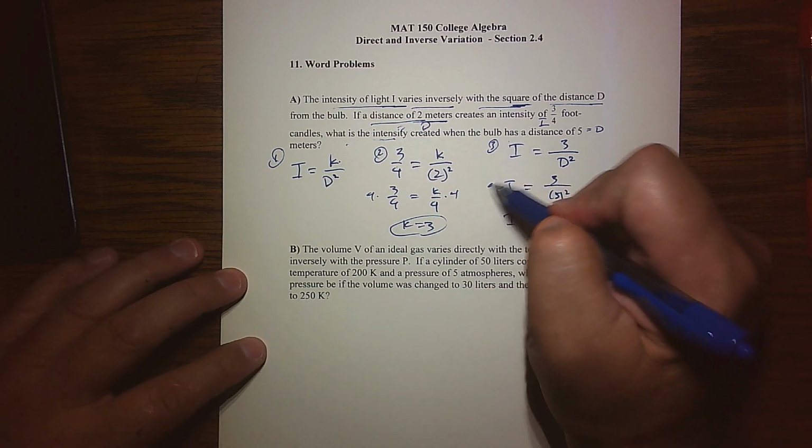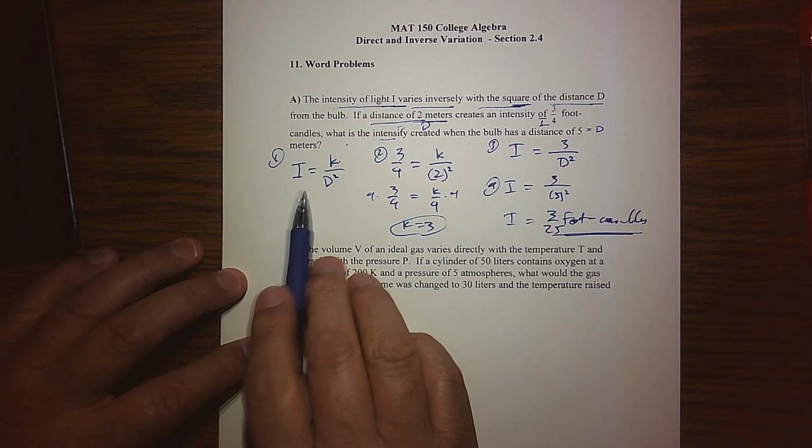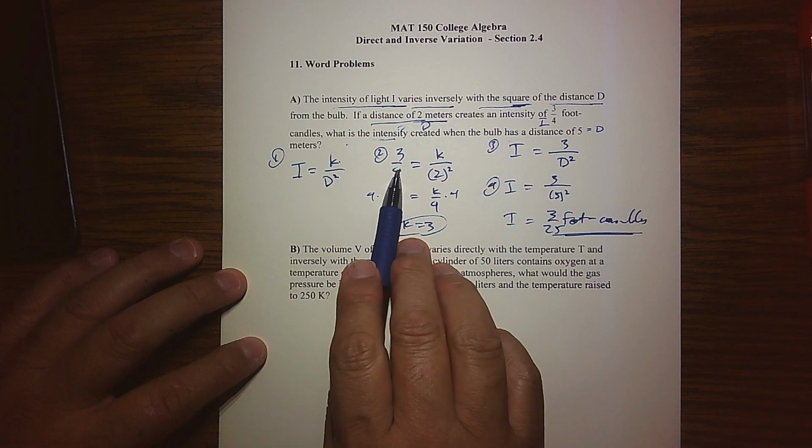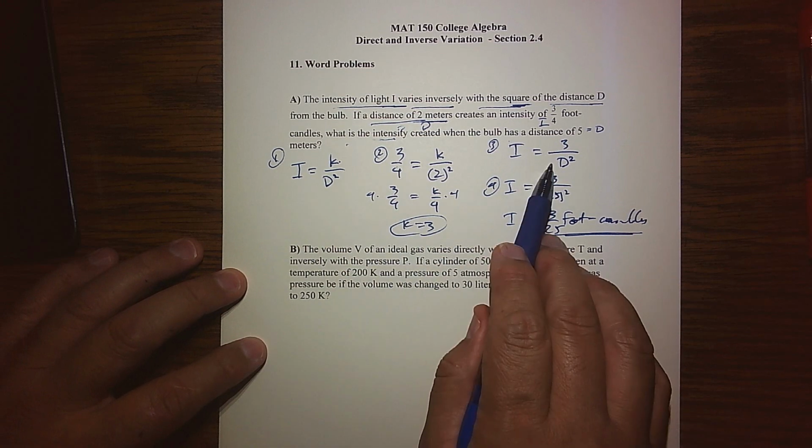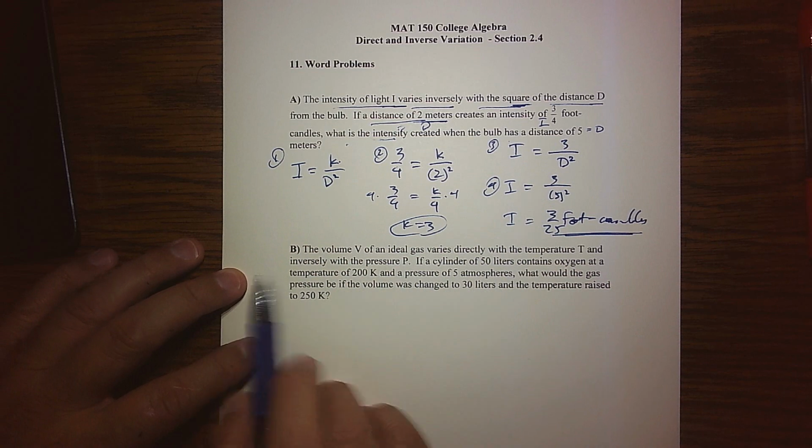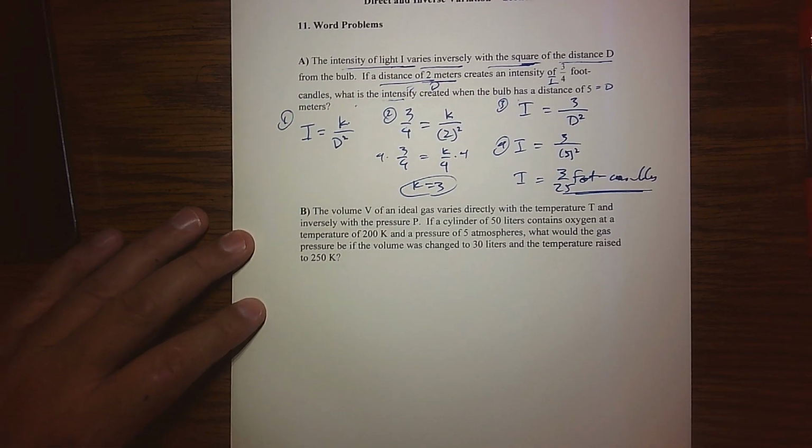And again, you see all our four steps. First step, write the relationship. Second, plug in what I know to find the constant. Rewrite the relationship with that info. Plug in what I need to find out whatever it is they want me to find.